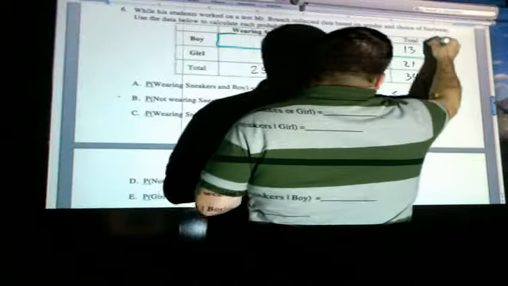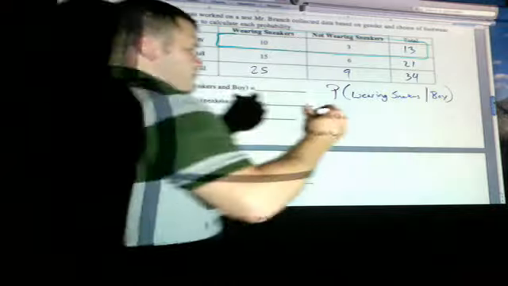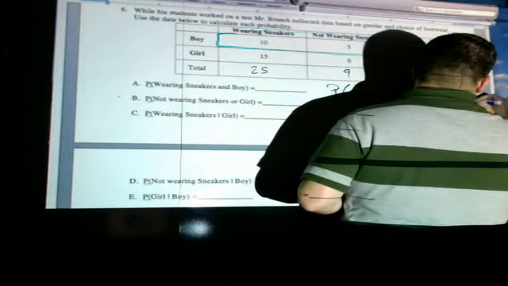So we're going to look at this row first. What's the total in that row? Playing along at home, you know it's 13. And then we look just in this row at how many people are wearing sneakers. That's 10. So the probability of wearing sneakers given boy is 10 over 13.